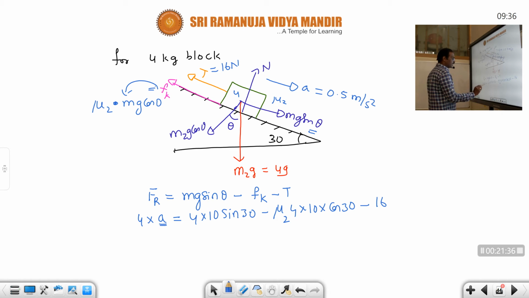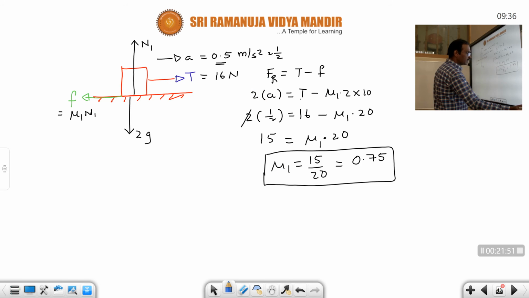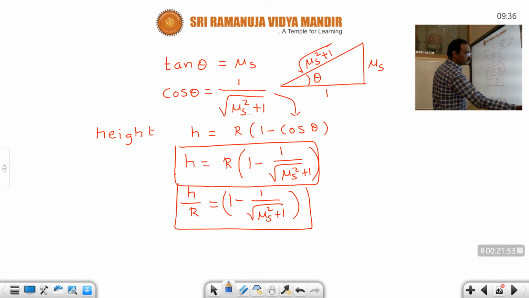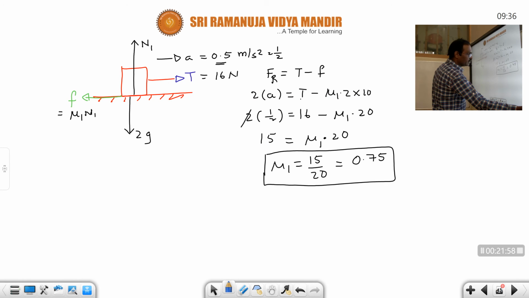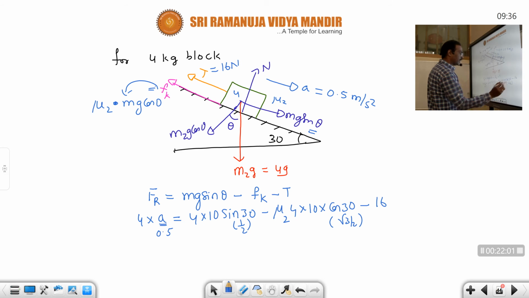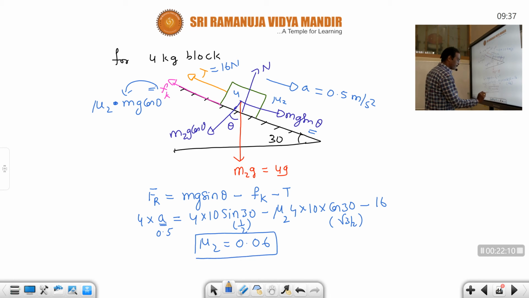Now the value of a you can put as 0.5. And sin 30 value is 1 by 2. Cos 30 value is root 3 by 2. By solving this equation, you will get mu 2 as 0.06. This is the value of mu 2, it will be 0.06. This is the way of solving this question.